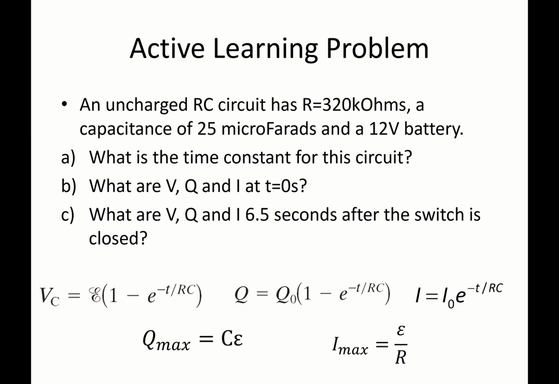Okay, so what do I want you to do for your active learning problem? I've given you a circuit. It's got an R and a C given and a 12-volt battery. I want you to find the time constant. I want you to find the V, Q, and I at t equals 0 seconds. So what's the initial voltage, charge, and current? And then what's the voltage, charge, and current 6.5 seconds after you close the switch?